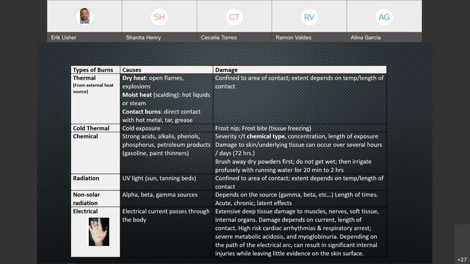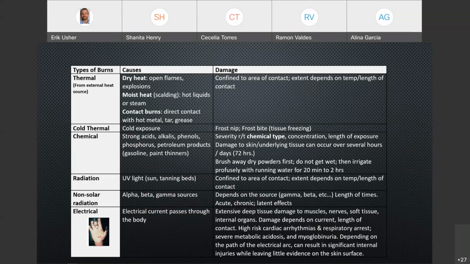One of the real key concepts when it comes to chemicals is that if it's dry, you brush it away first. You really want to get those powders away, protect yourself with personal protective equipment, and make sure all those dry powders are away before you copiously irrigate with water for about 20 minutes, sometimes up to 2 hours, depending on what the offending agent is.